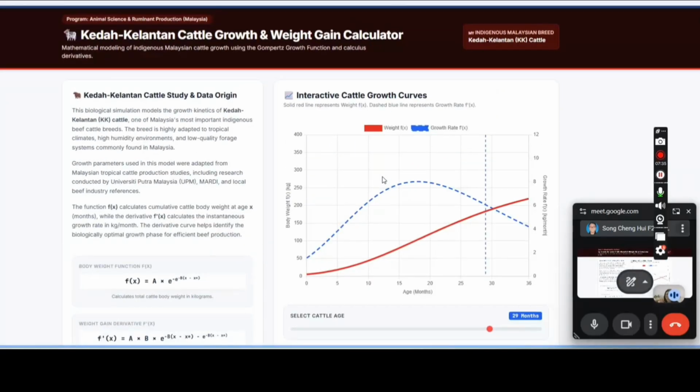At the mature stage, the cattle nearly reach their maximum body size. So the derivative value is decreasing, and decreasing. At this stage, the energy is mainly used for maintenance and normal body function instead of rapid growth. So the muscle is not going to grow anymore, but the energy is for the maintenance of the body.